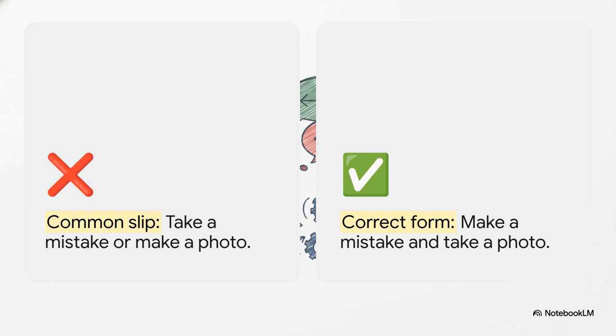Learners often say take a mistake or make a photo. So the absolute crucial point here is just knowing that take a mistake is fundamentally wrong. Your best defense against this slip is visually chunking the correct pairs, like make a mistake and take a photo, so your brain retrieves them instantly as one unbreakable block.